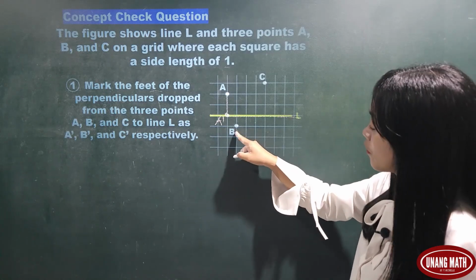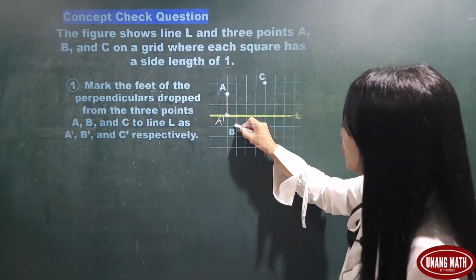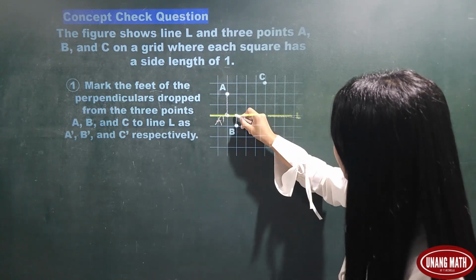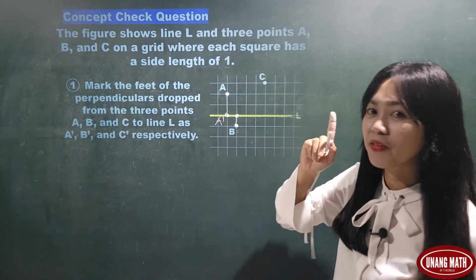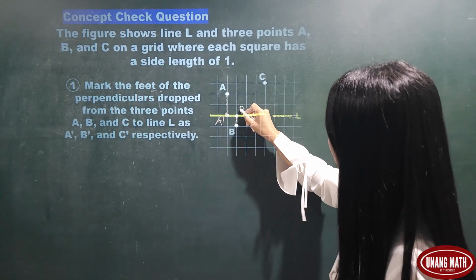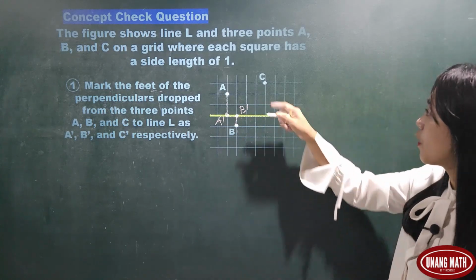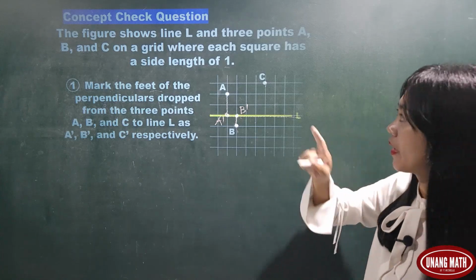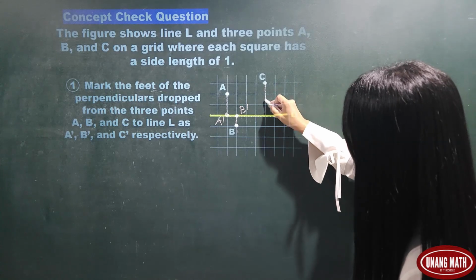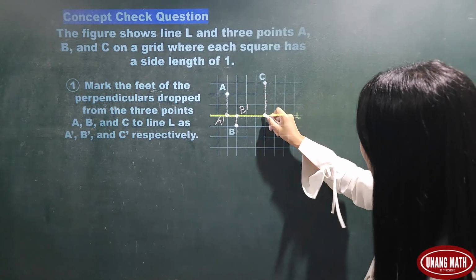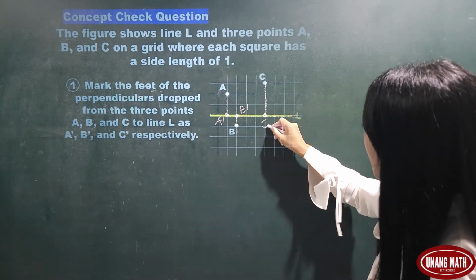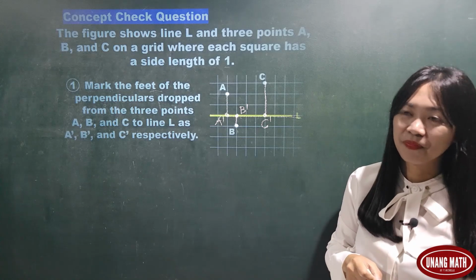What about from point B? So draw a straight line perpendicular to line L. So it's going up. So this is the foot of the perpendicular, and this will be B dash. What about from point C? Where is the foot of the perpendicular? So draw a straight line perpendicular to line L. So that means this is the foot of the perpendicular. So this will be C dash.